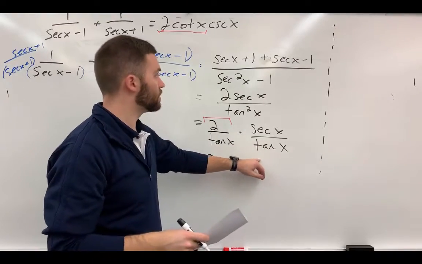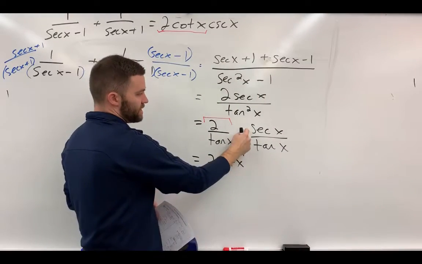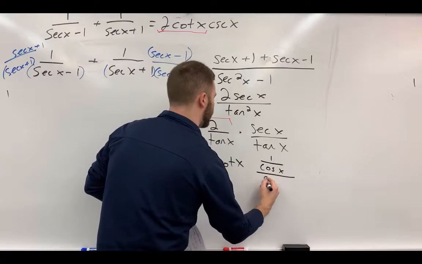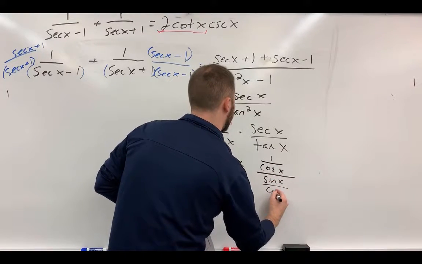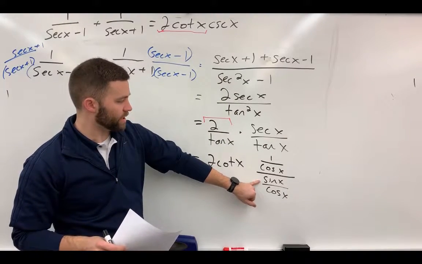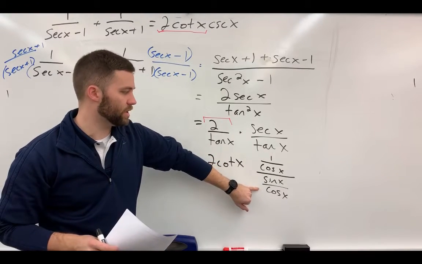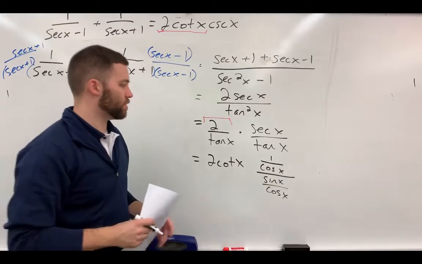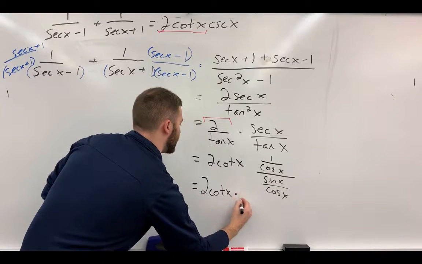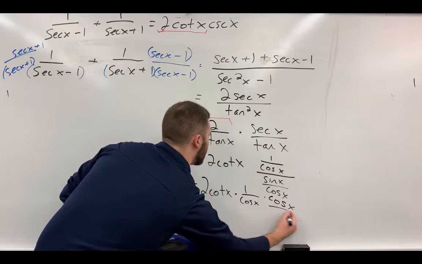Let's explore that real quick. In fact, actually, let's keep it going here. My apologies. So secant, I can write that as 1 over cosine of x divided by sine over cosine of x. All right? And then I'm going to multiply by the reciprocal of sine over cosine. So 1 over cosine divided by sine over cosine. I'm going to multiply by the reciprocal, which is cosine over sine. It'll look like this. 2 cotangent times 1 over cosine times cosine over sine.